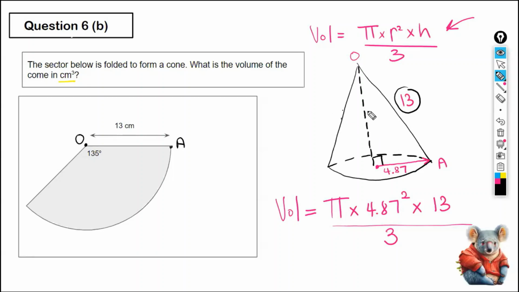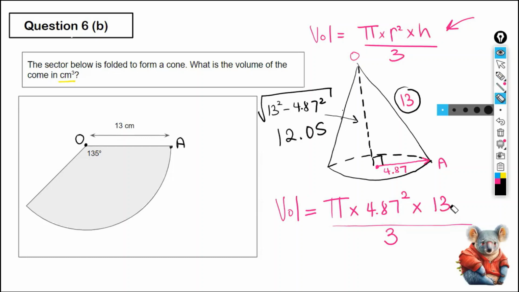But couldn't we use Pythagoras theorem to find the vertical height? Because technically this is a right angle triangle if you look at it. The 13 is the hypotenuse. So to find the vertical height, which is a regular side, it will be 13 squared minus 4.87 squared, and we square root. That will give us the real vertical height. And when I do that, I get the vertical height to be roughly 12.05.